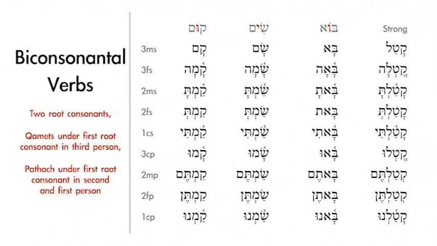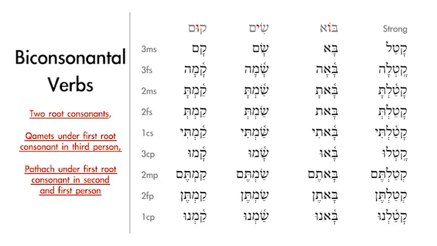With biconsonantal verbs, we're only going to have 2 root consonants. We're going to have qamets under the first root consonant in all third-person forms, and patach under the first root consonant in second and first-person forms. So let's look at some of these verbs together.